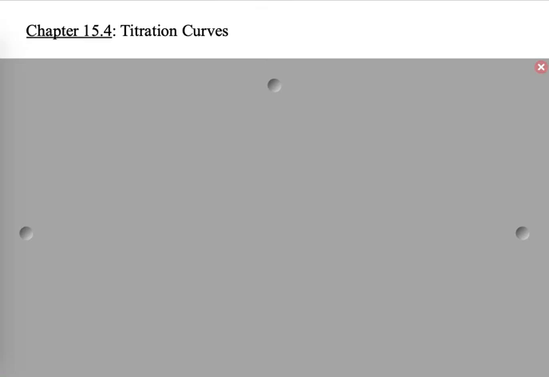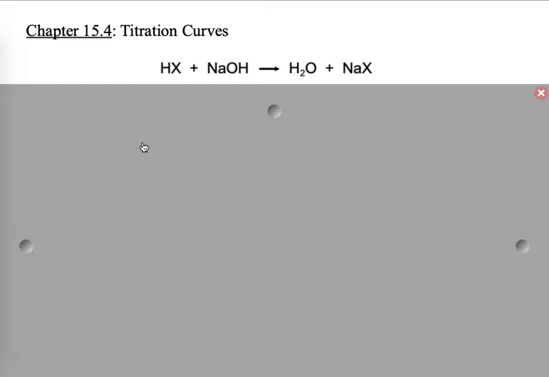Hello, in this video I'd like to talk about titration curves. We have been studying titration reactions. For example, the titration of an acid indicated by HX with a strong base like sodium hydroxide. This reaction produces water and the sodium salt of the conjugate base, X-. HX could be a strong acid or weak acid.